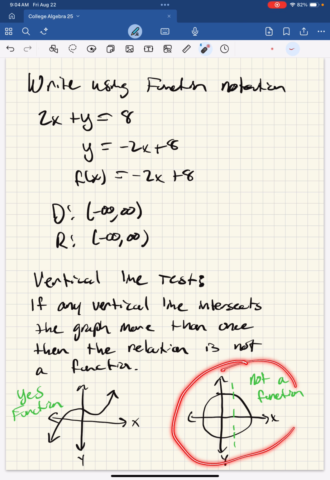Over here we have a circle. So if you pick an x value, it is paired with more than one y value, and that means that it is not a function. So a vertical line hits twice in this situation, and that means it is not a function.